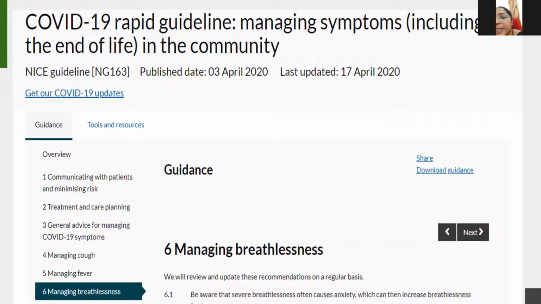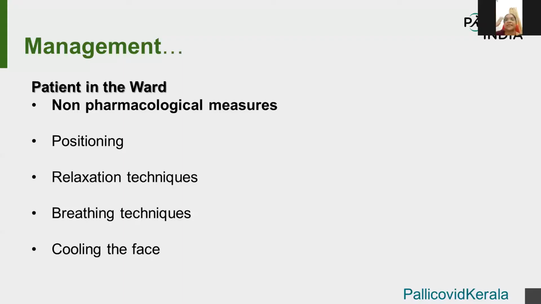The next one is the NAIR guidelines on managing breathlessness, which was published a couple of weeks earlier, 10 days ago, 3rd April, yeah, okay, 15 days ago. Next slide, please. So what does this management comprise?